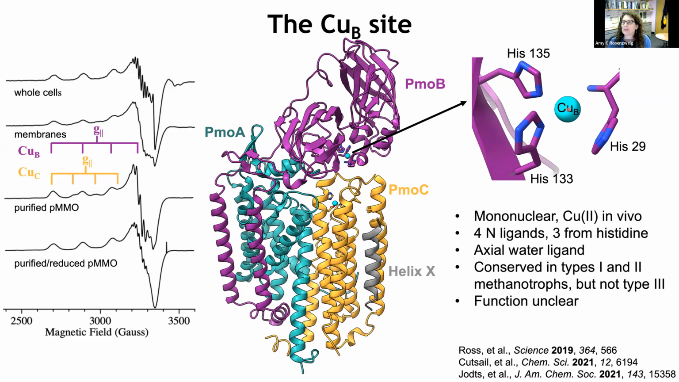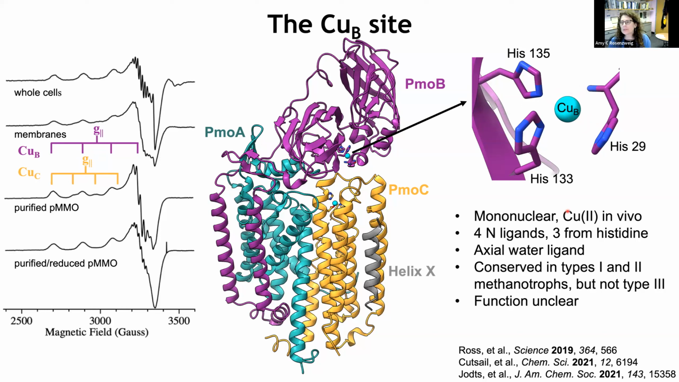As shown here, it's got a single copper ion coordinated by 3 histidines, and this one histidine here, His29, is the amino terminal residue. So the first 28 residues are a signal sequence that gets cleaved off. And so both the amino terminus and the side chain of this histidine are ligands to this copper ion.